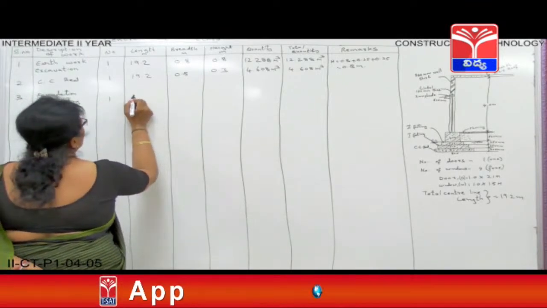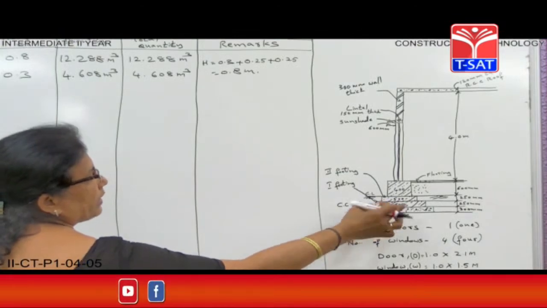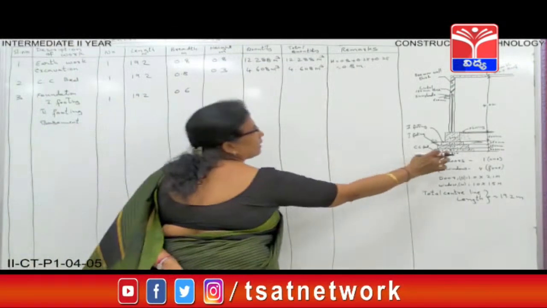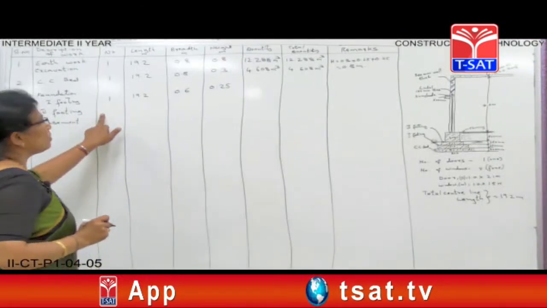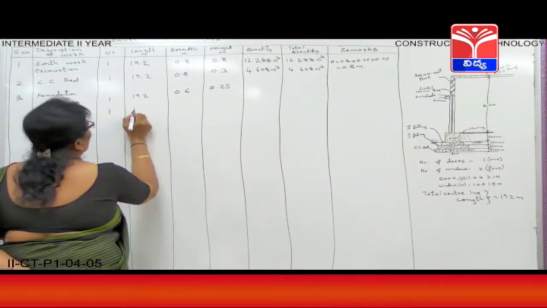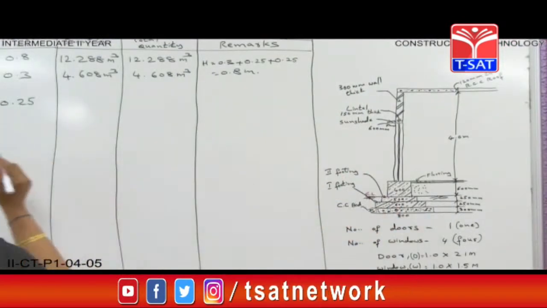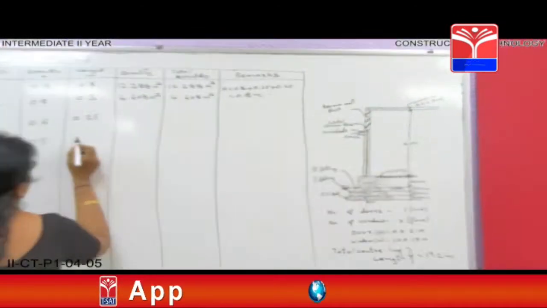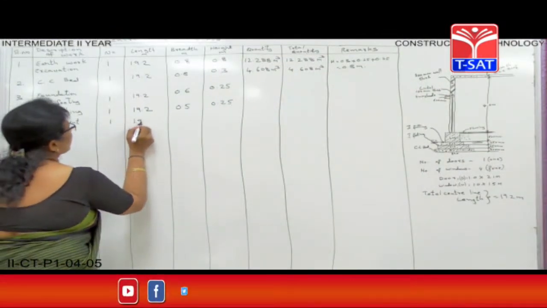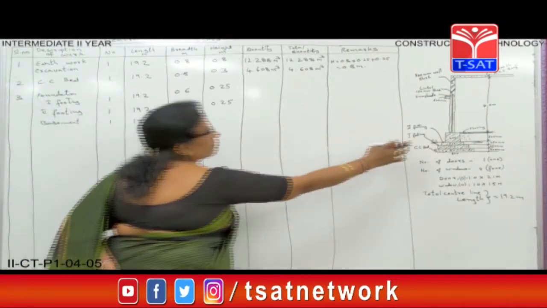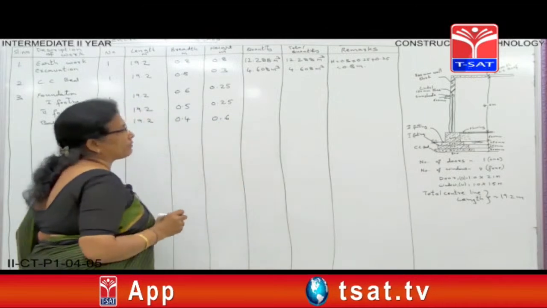Everything for number is 1, length will be the same, 19.2, and the first footing breadth is 600 mm, that is 0.6 meter, and height is 250 mm, that is 0.25 meter. Then coming to second footing, number is 1, length is same, 19.2, and breadth is 0.5 meter, and height here again it is 0.25 meter. Then coming to basement, number 1, the total length is 19.2 and the breadth is 0.4 meter and the height of the basement is 0.6 meter.